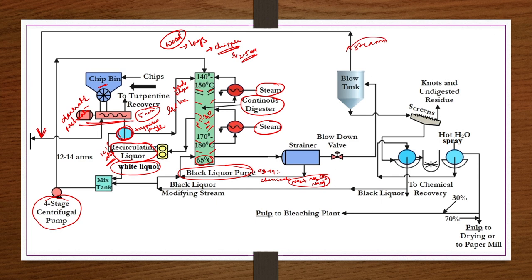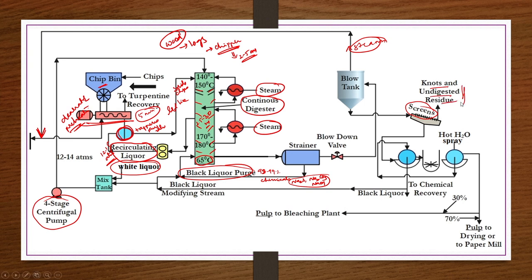That same steam, what are you doing? You are recirculating it back to the preheater. Okay? From the continuous digester, whatever the mixture is coming, after reducing the temperature, that is passed through screens. Right, here in the screens, knots and undigested residues etc.